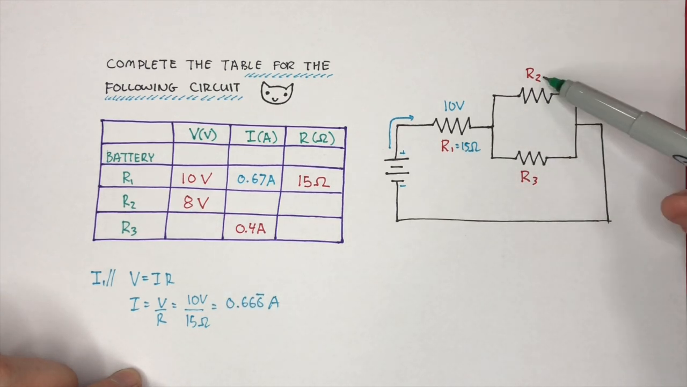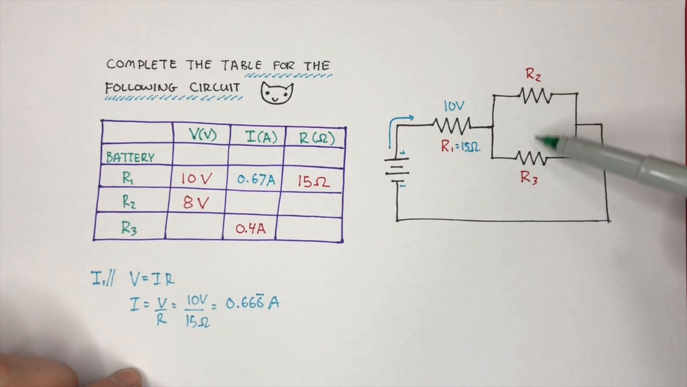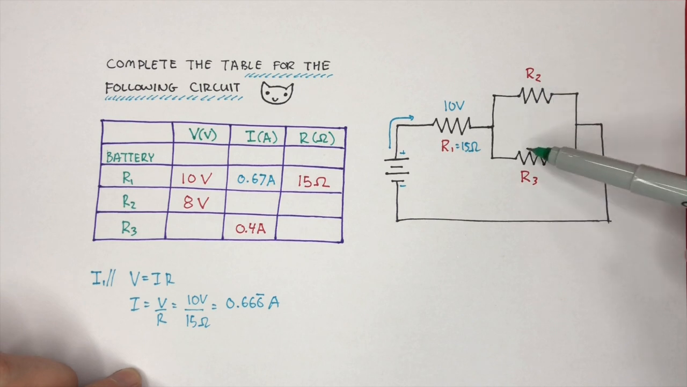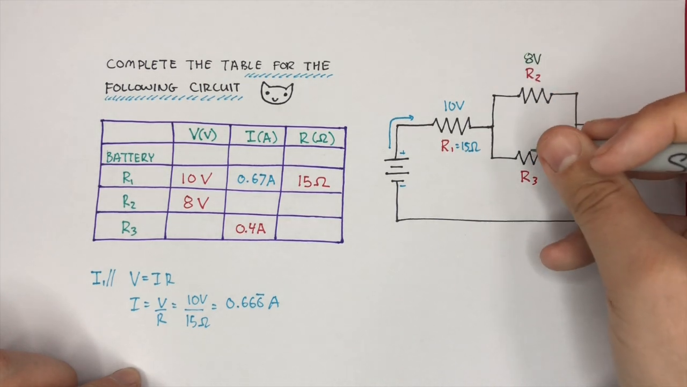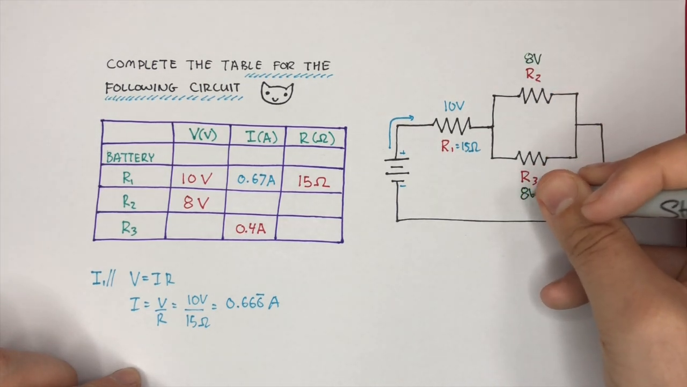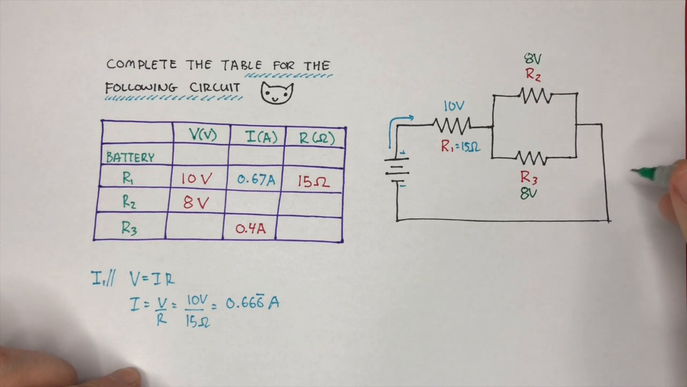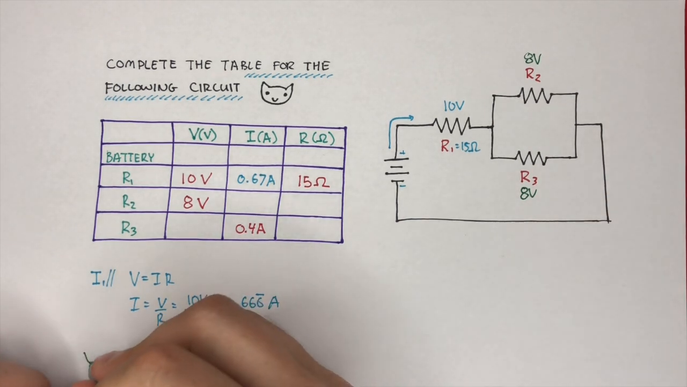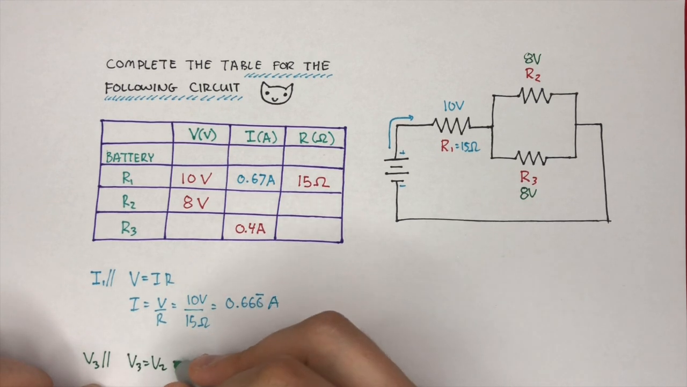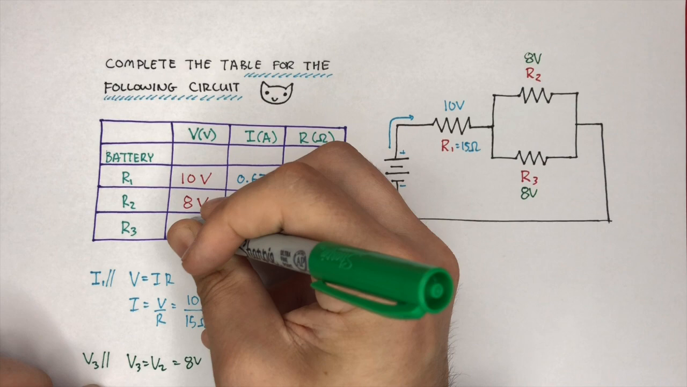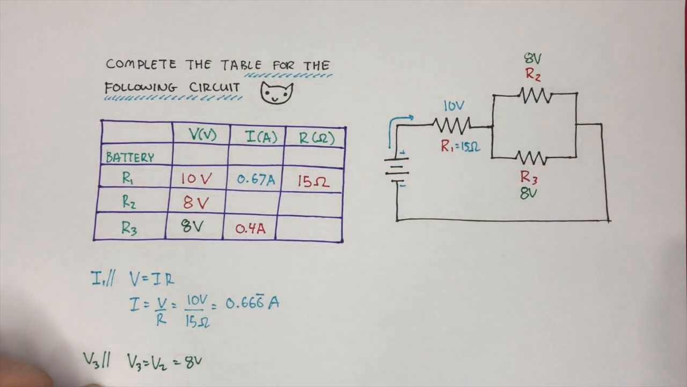We notice that R3 and R2 are in parallel. When two resistors are in parallel, they must have the same voltage. If the voltage is 8 volts across here, then the voltage has to be 8 volts around here because these are in parallel. So the voltage across 3 is going to be equal to the voltage that's across 2, which is going to be 8 volts. So I can put this right into my table.